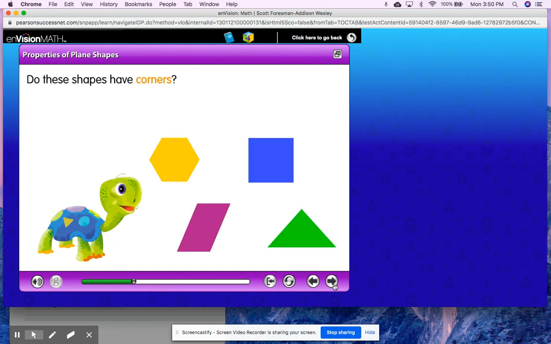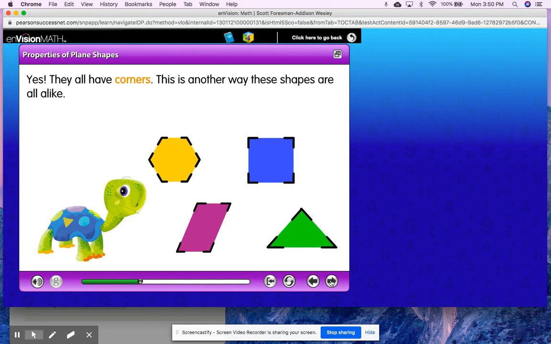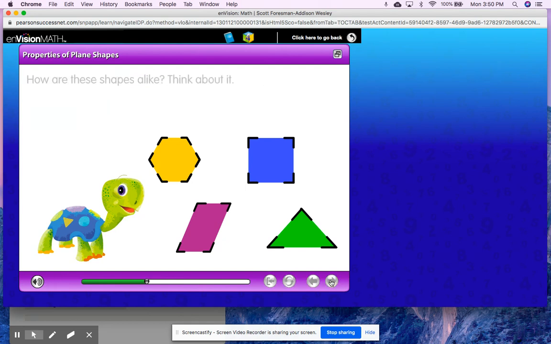Do these shapes have corners? Answer that question out loud. Do all of them have corners? Yes, they all have corners. This is another way these shapes are all alike. So now that is two different ways that these shapes are alike.